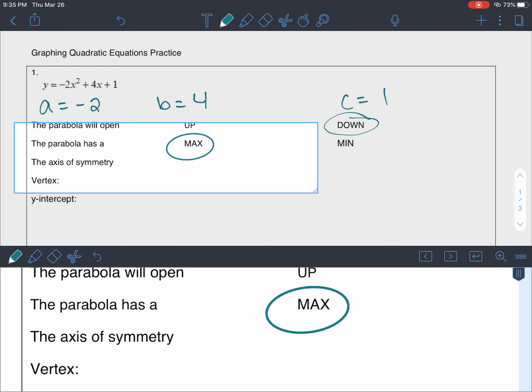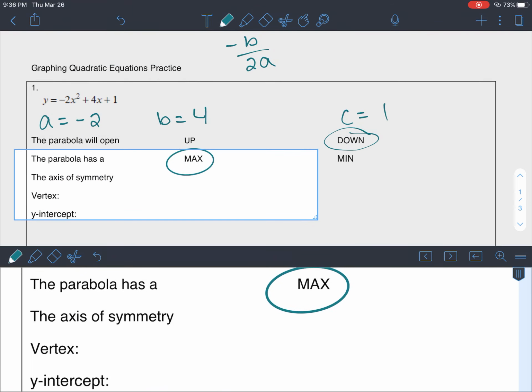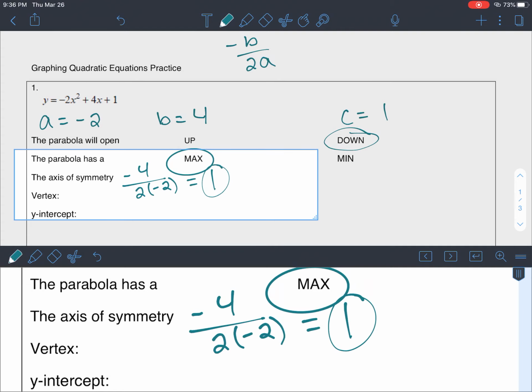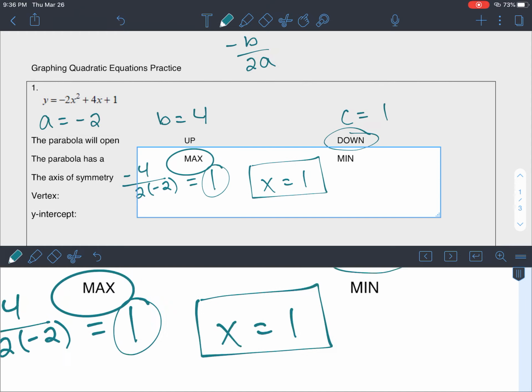In order to find my axis of symmetry, I do the opposite of b divided by 2a. So the opposite of b over 2 times my a value. The opposite of b is -4. Sorry, it's been a long day, guys. Divided by 2 times my a value. So 4 divided by -4, that's going to give me a +1. So my axis of symmetry is at x equals +1.